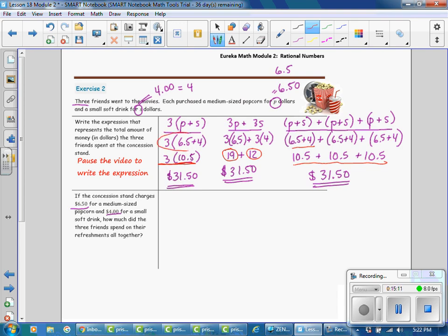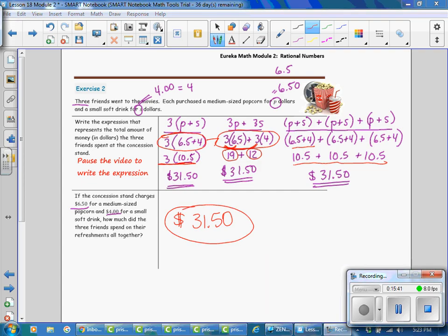Also, notice the distributive property being used in these expressions where you're multiplying the product of a number and a sum. Is the sum of the first number and the second number. So the amount of money spent at the refreshment stand is $31.50.